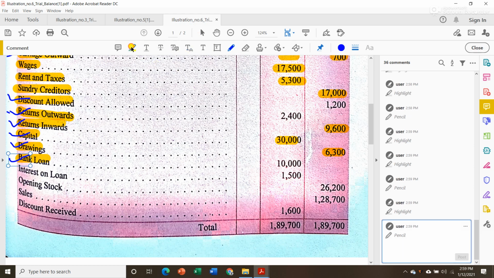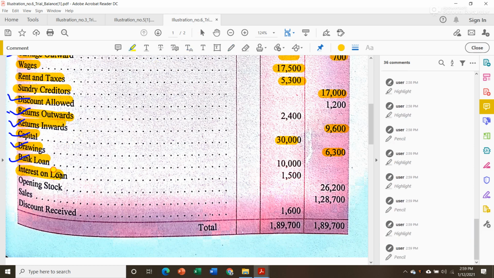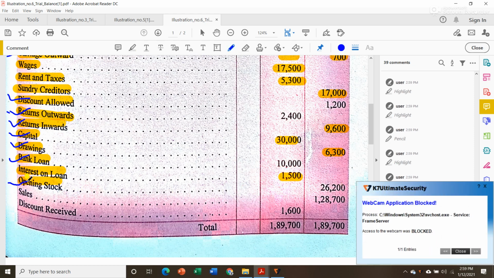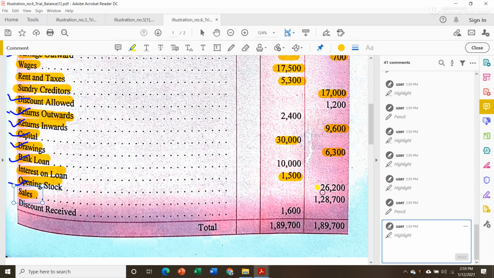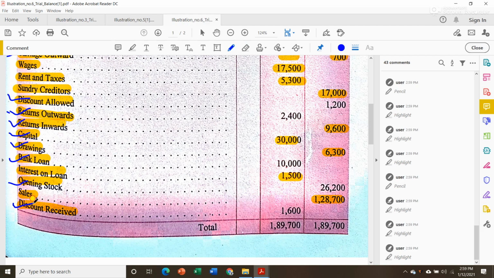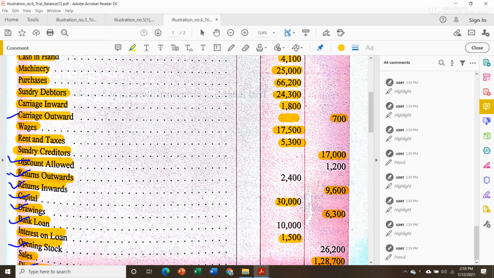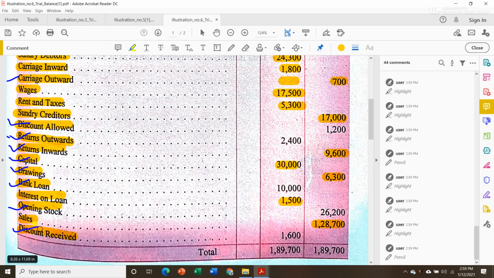Then interest on loan means we took a loan and we paid interest. That means interest on loan is nothing but our expense, debit side, correct. Then opening stock, we know opening stock shows a debit balance, but he had made a mistake, so opening stock is also a mistake. Then next we have sales. Sales should show a credit balance of 1,28,700. Then discount received. Now discount received is nothing but our income. It should be in the credit side. So again we have this one mistake. Now let us see how many mistakes we found. 1, 2, 3, 4, 5, 6, 7, 8 and 9.